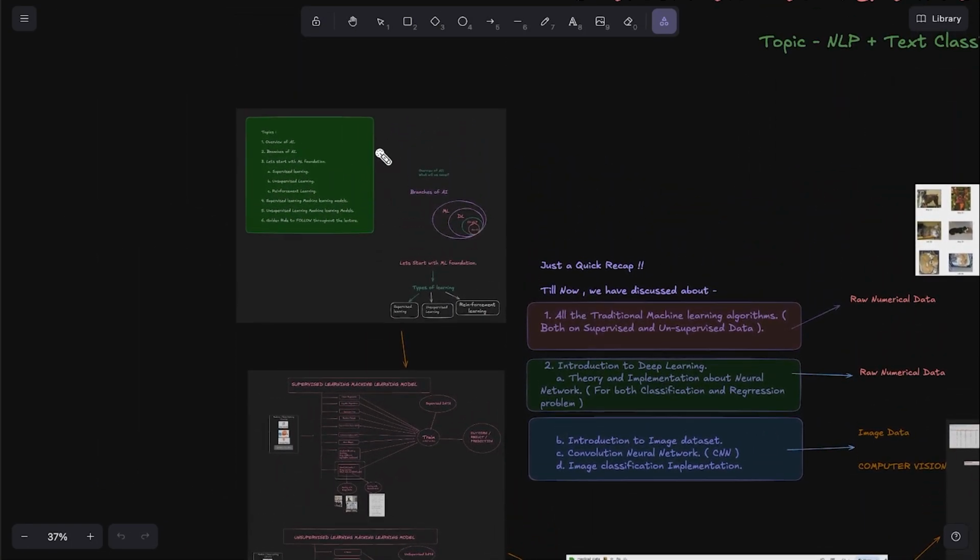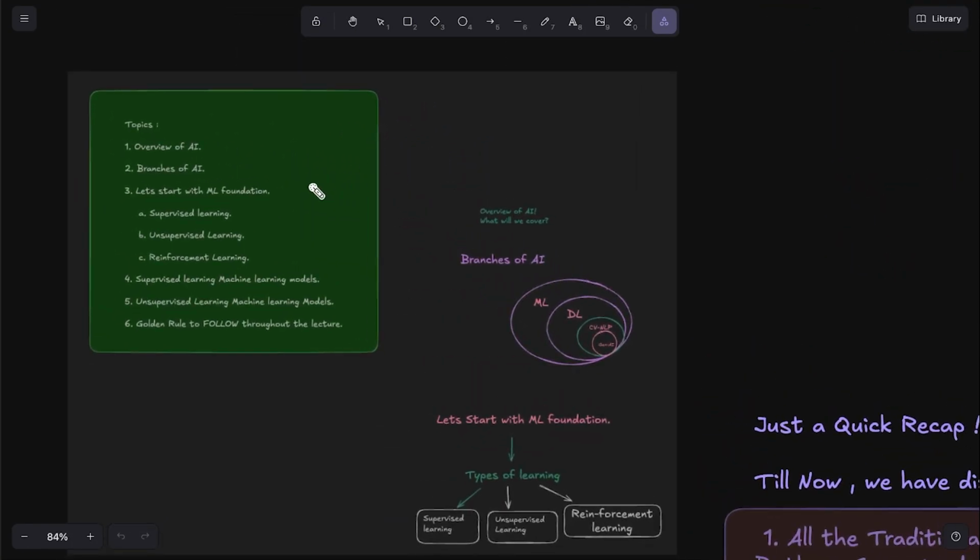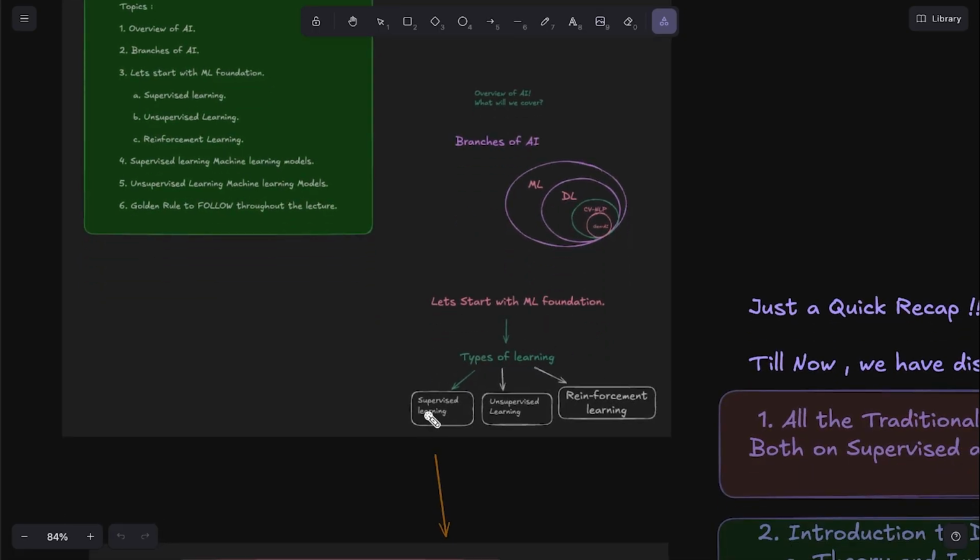These are just a quick recap, guys. From the very first video we have done so many things. We have learned about the branches of AI, the ML part, we have done the deep learning part, we have done an in-depth implementation of the computer vision part, all the CNN material. From the very first lecture, just understand how far we have come.